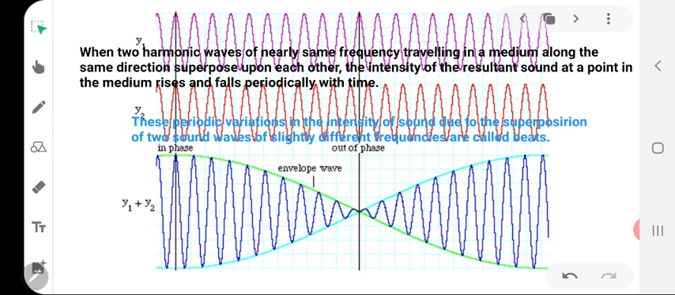The human ear cannot hear the beats if the beats formed are more than 10 per second. In other words, so that the human ear can detect the beats, the difference in frequencies of the two harmonic waves should not be more than 10. It is because of the persistence of hearing.